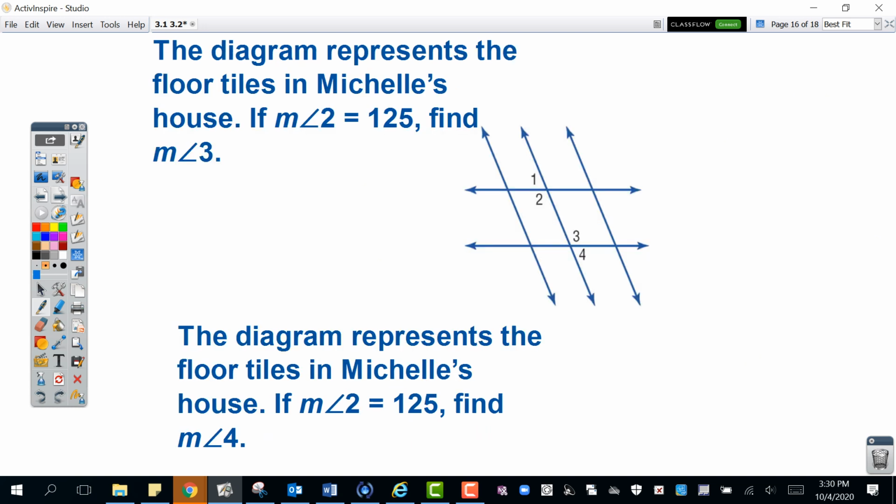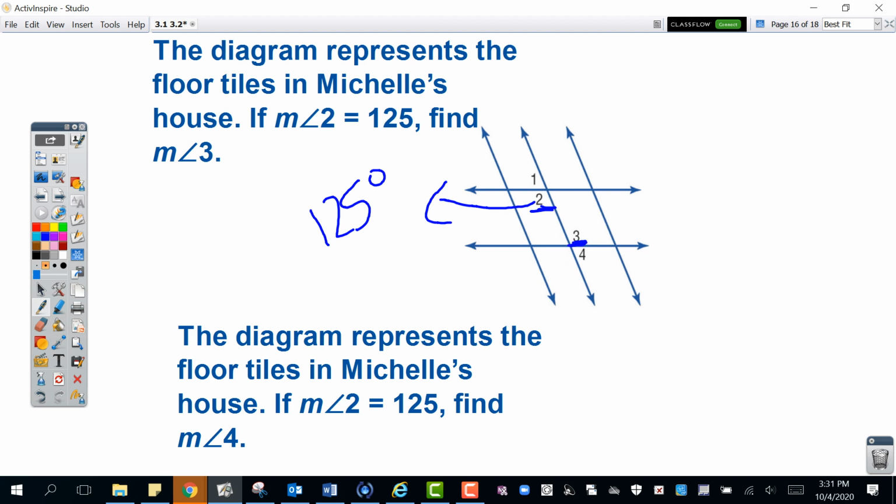All right, so now we get a little bit trickier. We got multiple lines going multiple ways this time, but again, don't let that scare you. Remember, just go step by step, use only the lines that you need at one time, cover up the rest. So this says the diagram represents the floor tiles in Michelle's house. If the measure of angle 2, right here, is 125 degrees, all right, so I'm going to label that. They want me to find the measure of angle 3.